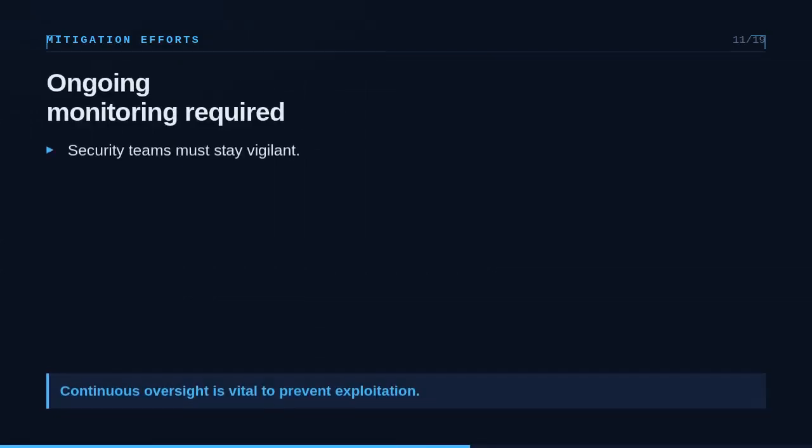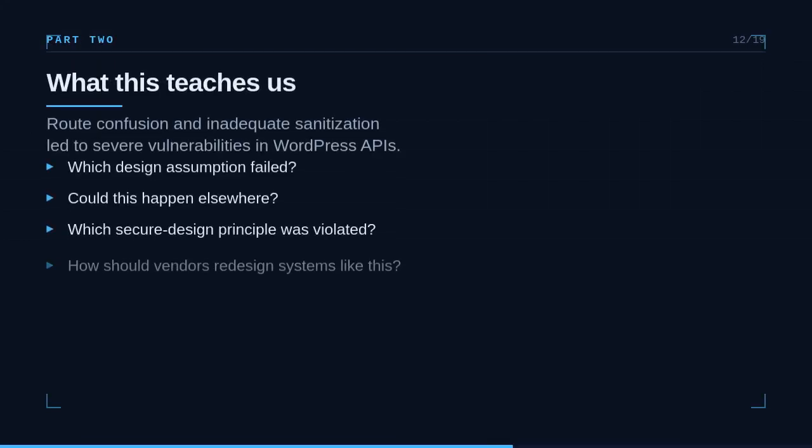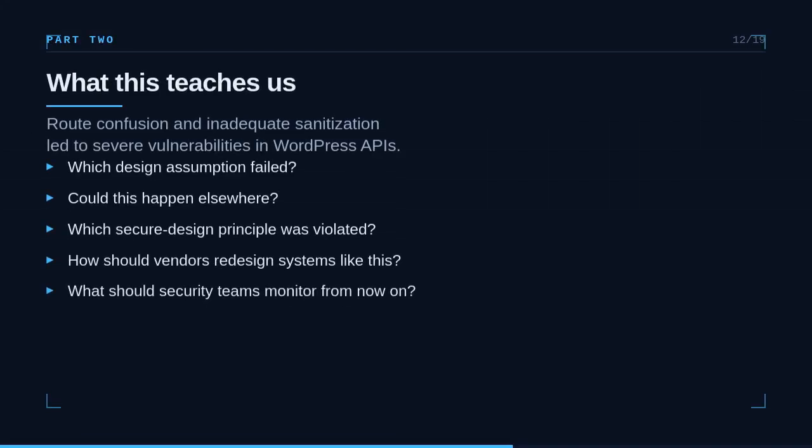Ongoing monitoring required. Security teams must stay vigilant. Continuous oversight is vital to prevent exploitation. What this teaches us. Which design assumption failed? Route confusion and inadequate sanitization.